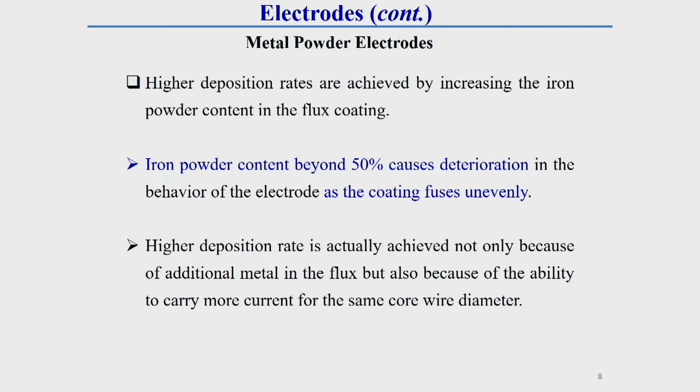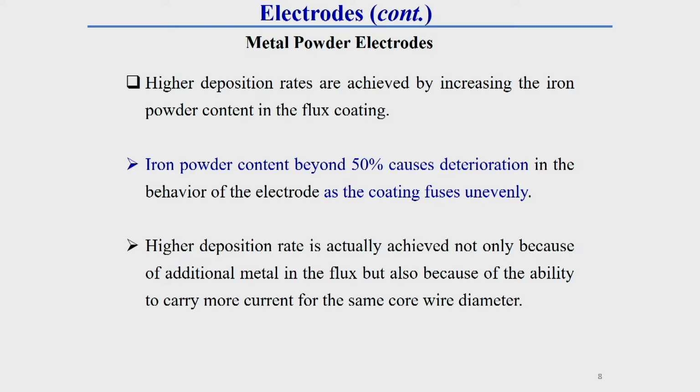Because due to the high content of metal powder in the flux, there can be a high flow of current, and due to this high flow of current there can be chances of high resistance. Due to this high resistance, the coating can fuse unevenly. So the electrode behavior deteriorates if the metal powder content goes beyond 50%. That is why it is better to keep the metal powder below 50%.